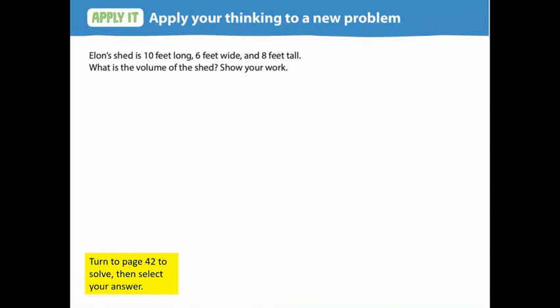For your next problem, your practice problem to apply what you know, Ellen's shed is 10 feet long, 6 feet wide, and 8 feet tall. What is the volume of the shed? If you would like to solve your problem in your workbook, you can turn to page 42, solve your work in your workbook, and then enter your answer here.